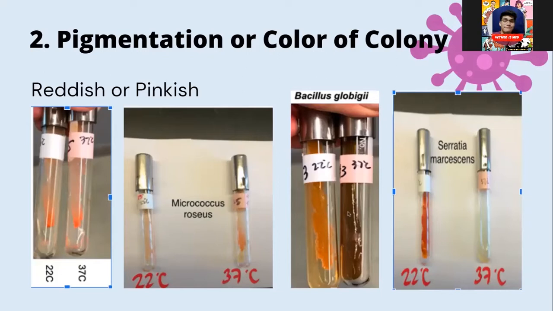Next is the Bacillus globisporus in the center. This shows two different temperature ranges, 22 degrees Celsius and 37 degrees Celsius. At 22 degrees Celsius, it is orange, and at 37 degrees Celsius, it is a much more intense pigment, like dark orange to reddish brown. Next.